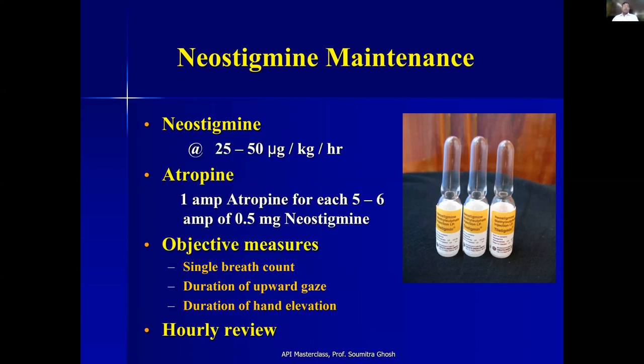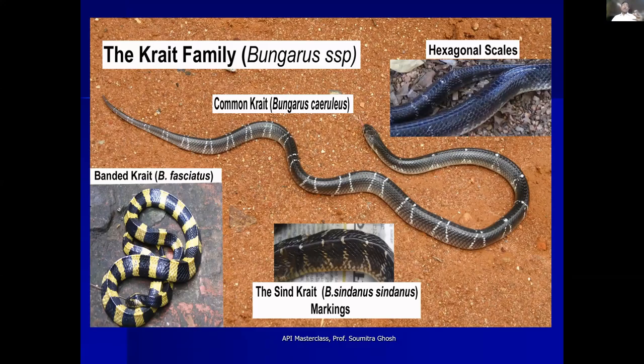So neostigmine maintenance can be given, and it can be 25 to 50 microgram per kg per hour. In children, it can be 0.01 milligram, or 10 microgram also. So atropine 1 ampoule is given for 5 to 6 ampoules of 0.5 neostigmine. In that ratio, you can give atropine in the IV infusion continuously, and you can give this neostigmine also in the infusion if you think that neostigmine is beneficial for the initial few hours. If the patient improves rapidly, fine, and if the patient does not improve, we cannot rely on this neostigmine for a pretty long time, over days. An hourly review of this single breath count, duration of the upward gaze, and duration of the hand elevation is very important.